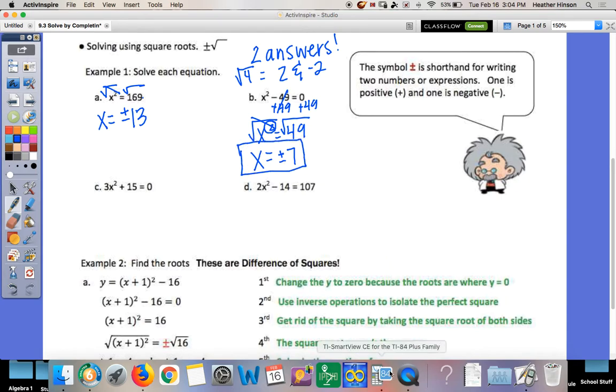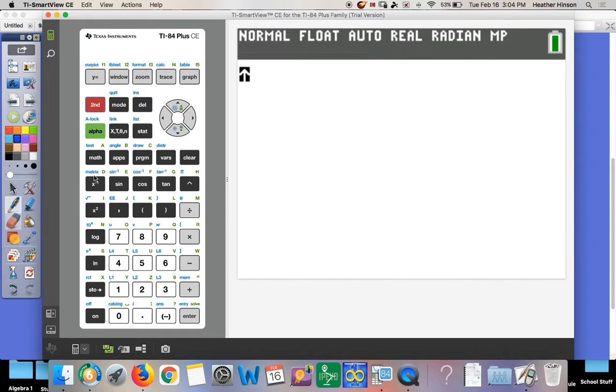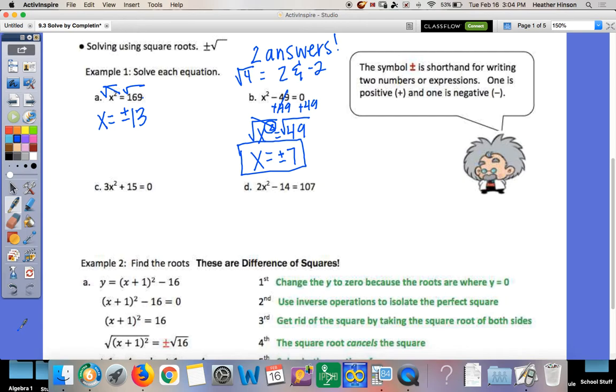Your calculator is not going to give you that. That's something you have to remember. If we do the square root of 49, it's just going to say 7. It's not going to give you the negative. You have to remember there's two answers. Okay, for C, pretending that square is not there, how would you solve this? You would subtract your 15, then what? Divide by 3. Once you've got x squared by itself, how do you get rid of that squared? The last step is always square root.